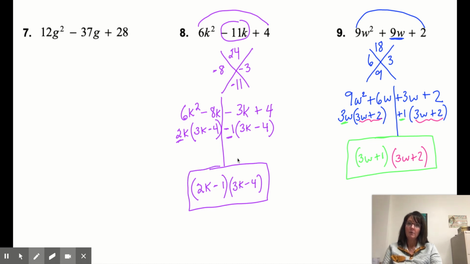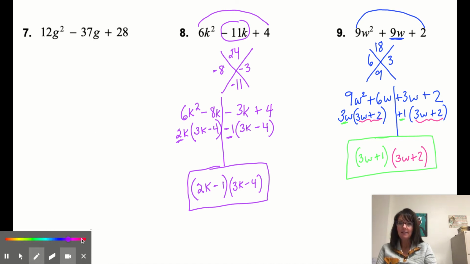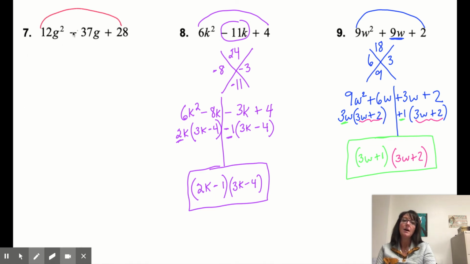Now, the reason we saved number 7 for last is because of what's going on here when we do the rainbow. 12 times 28, I got 336. So when I start looking at this, 336 is a big number, and then it has to sum to a negative 37. So we have a lot of factors of 336.